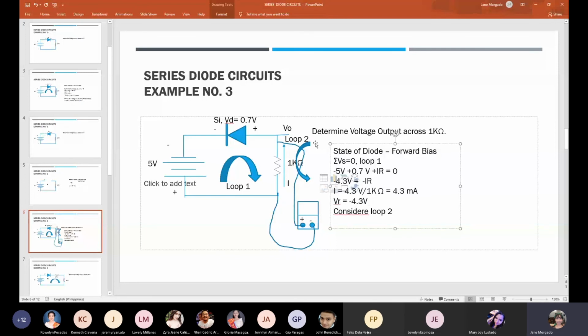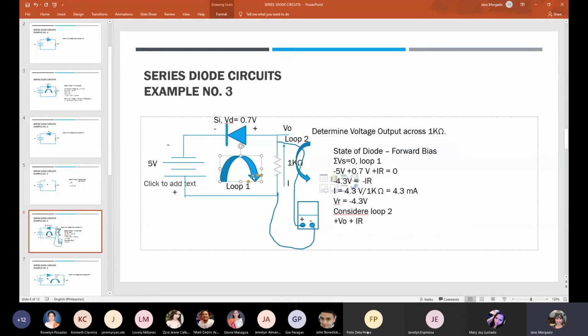Bakit? So, we have V out, this is positive. So, you have positive V out. And then you have the direction of loop 2 and the current are opposite. So plus, minus. Opposite direction. So loop 2 plus, kasi counterclockwise naman yung direction ng loop 2 natin ngayon, whereas the direction of current is going up. Opposite direction. So, yung IR natin, anong sign? Plus. Okay, plus.